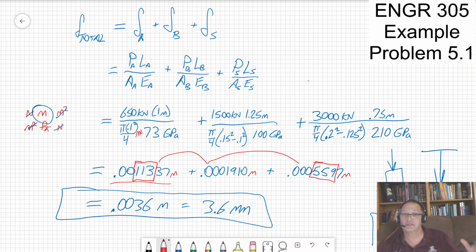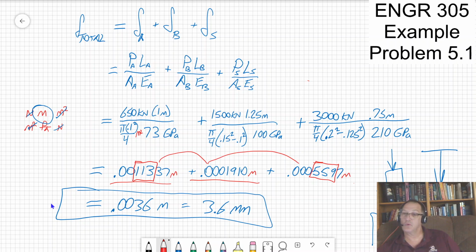You can run extra digits and then start collapsing things at the end once you figure out, I mean, this is the biggest part of the answer. That's almost 2/3 of the answer right there. 2/3 of the deflection occurs in the brass.